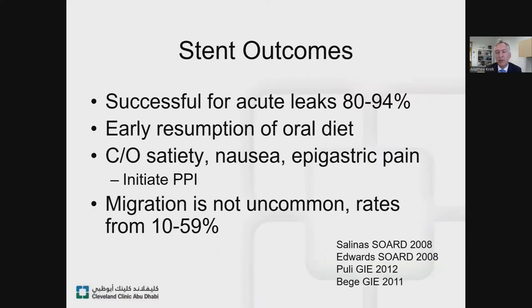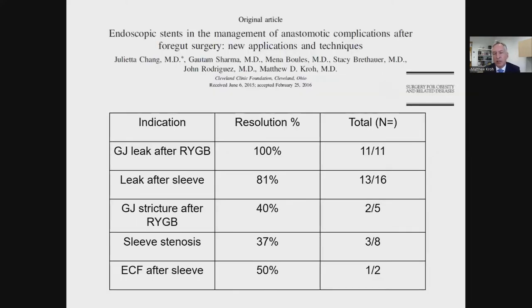And if we look at the data in terms of stent outcomes for acute leaks, the success rate is quite high. In addition to resolution of leak, it allows for resumption of oral diet. However, migration is not uncommon with rates ranging from 10 to up to 60%. And we published a series from Cleveland Clinic in Ohio looking at endoscopic stent management for anastomotic complications in foregut surgery, but also for bariatric surgery included in this cohort.